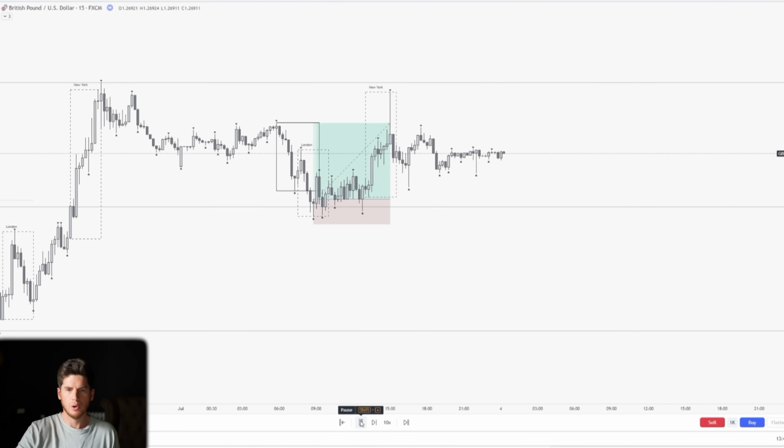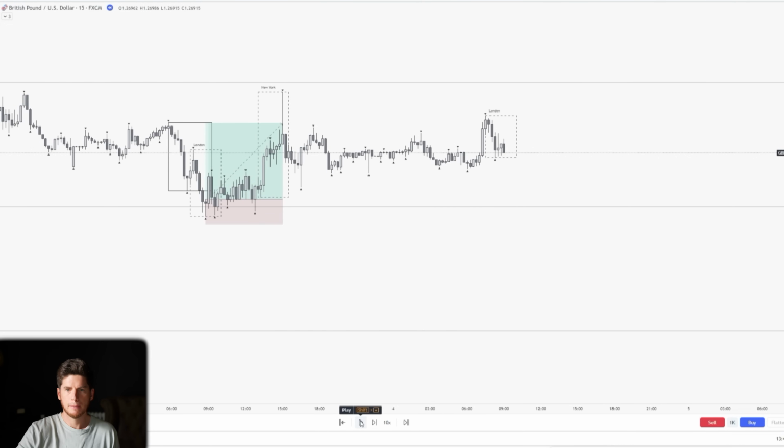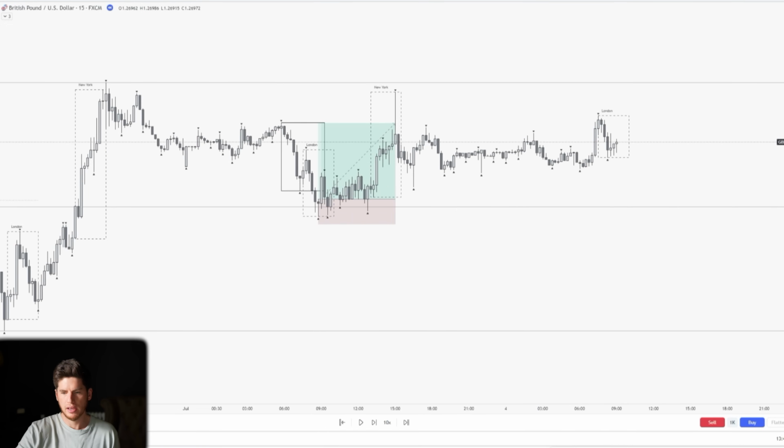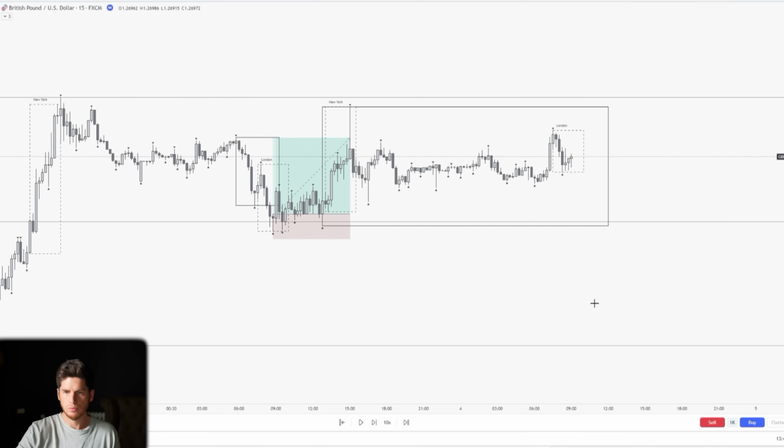We'll see what happens over Asia. Are we going to remain in this range, or is it going to take the high? Now we've got London here. Let's just mark our 15-minute range, which now is here. We've got an internal liquidity point, this most recent internal fractal low.